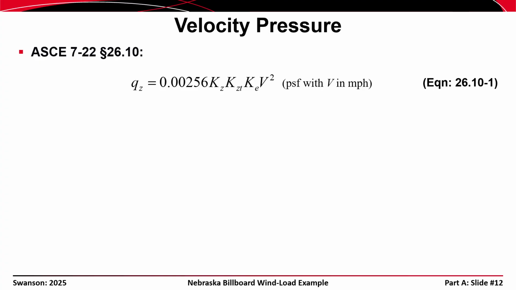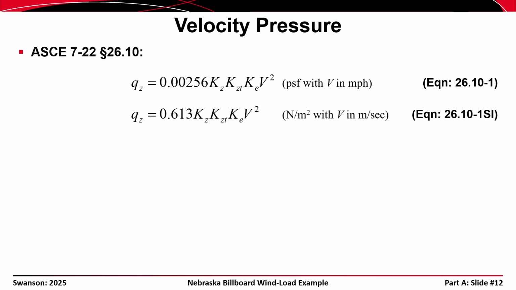The constant of 0.00256 in the velocity pressure equation is based on Bernoulli's equation for fluid dynamics and is based on the density of air at sea level at a temperature of 59 degrees Fahrenheit and includes a factor to convert wind speed in units of miles per hour to feet per second. As a result, this equation yields the velocity pressure in units of pounds per square foot.